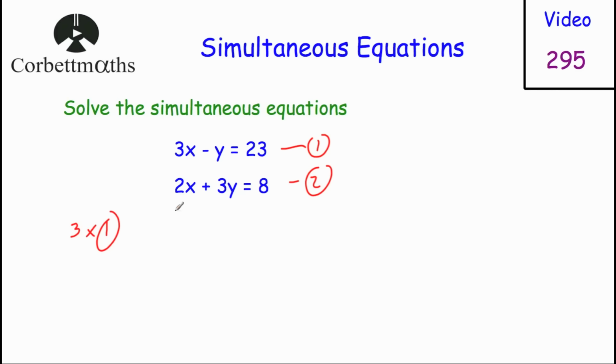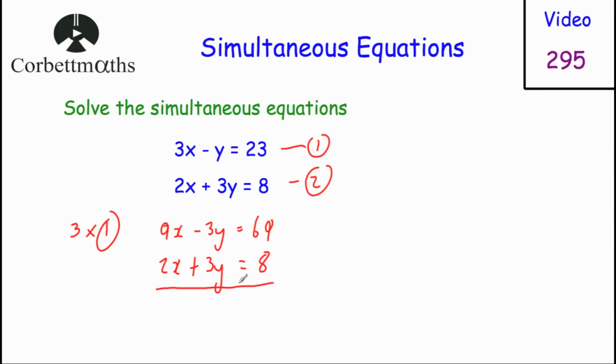So whenever we do 3 times equation 1, multiplying this by 3 gives us 3 times 3x is 9x. Then 3 times minus y is minus 3y. And 3 times 23 is 69. Then we've got equation 2, which is 2x plus 3y equals 8. We've got one equation with minus 3y and one equation with 3y. So that's fantastic. We can now add these two equations together, and our minus 3y and our 3y will add together to give us 0. So we'll just be left with x's.